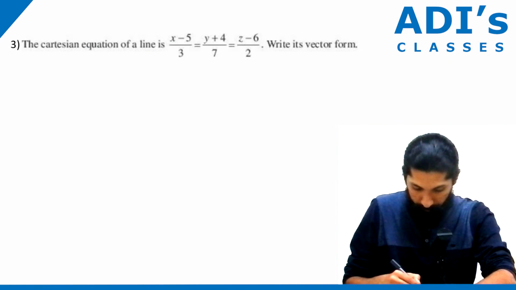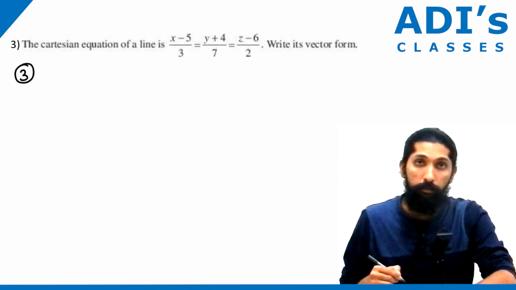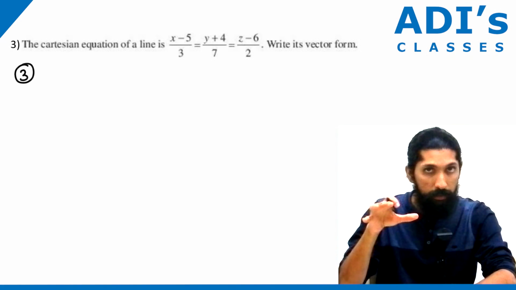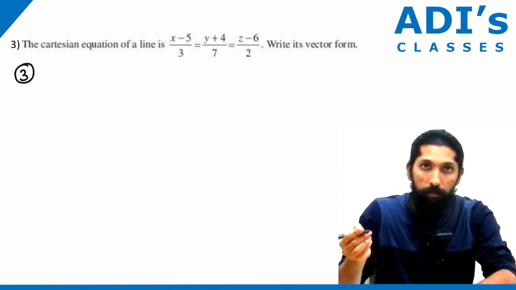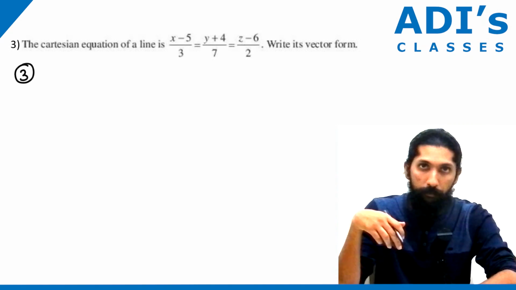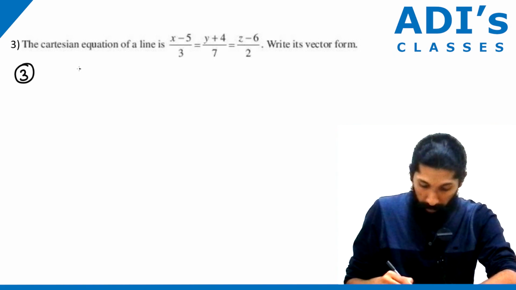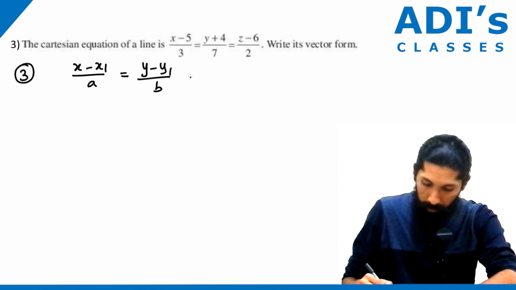See, for the third one, the Cartesian form is given, right? We have to write the vector form, isn't it? Now, for the vector form, first thing we'll do, we'll write this equation in the standard form. Because if you write it in the standard form, then converting and getting the vector form is much easier. Fair enough? So in this case, the standard form is what? x minus x1 by a is equal to y minus y1 by b is equal to z minus z1 by c.